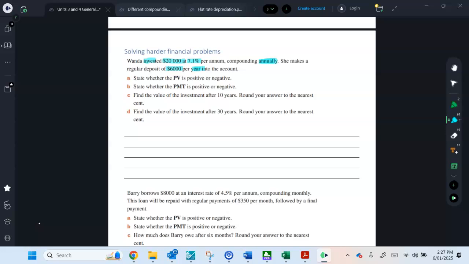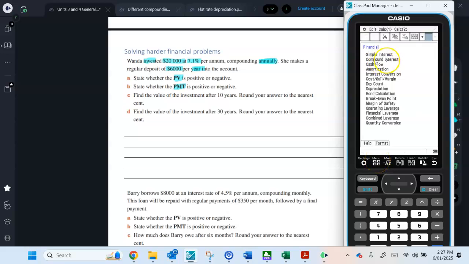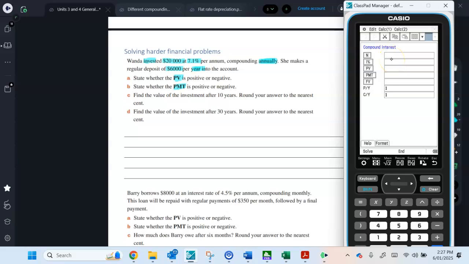So first of all, I'm going to answer A and B together. Question A is PV positive or negative? And is PMT positive or negative? What it's actually referring to is the financial solver. If I just get your financial solver up so you know what I'm talking about. This is going to be compound interest. Most of these more complicated questions are compound interest examples. So your PMT and your PV. If you need to know what it means, you can just go to help down the bottom. Present value, also known as the principal value, and then PMT, the payment made each period.